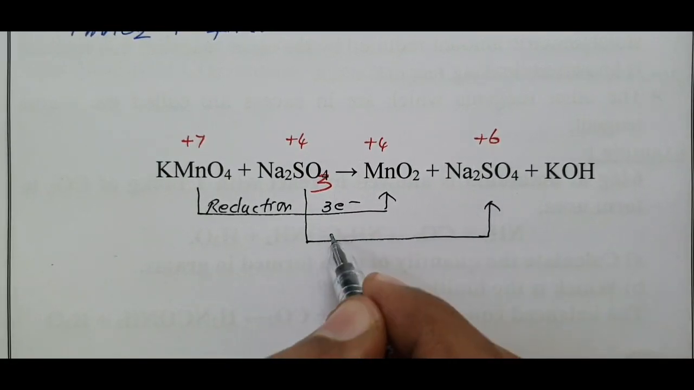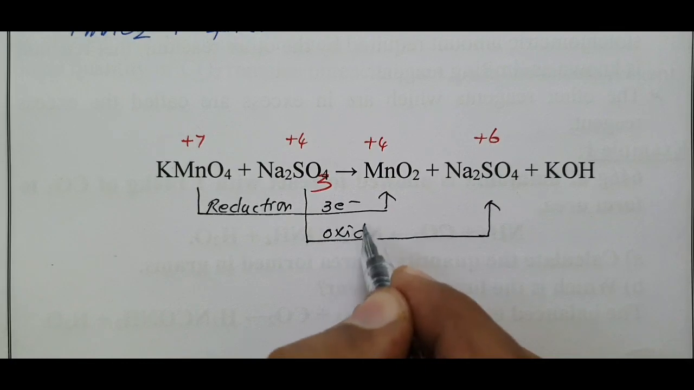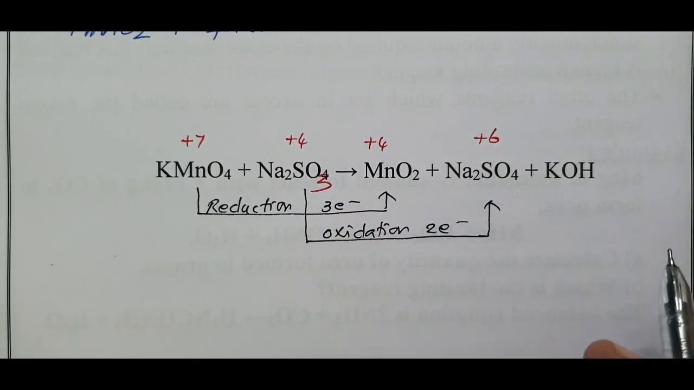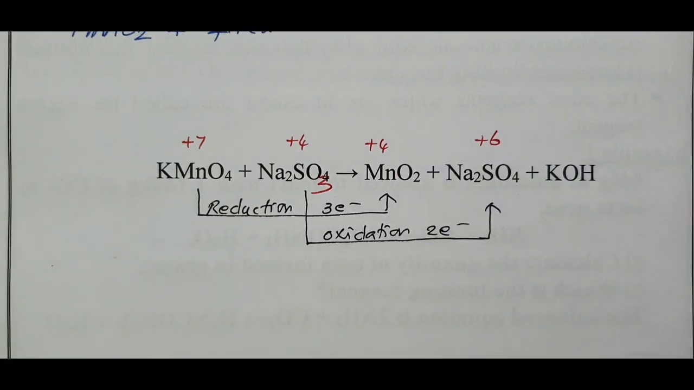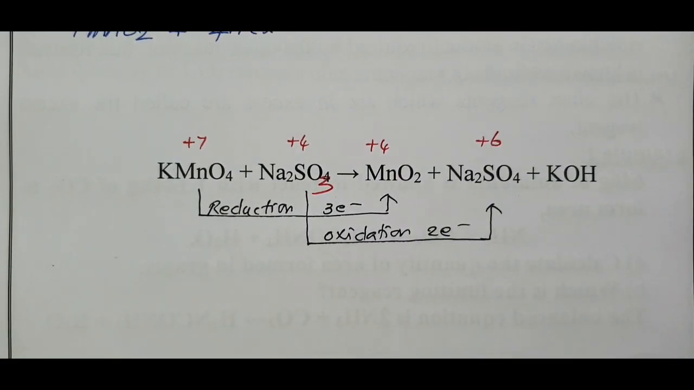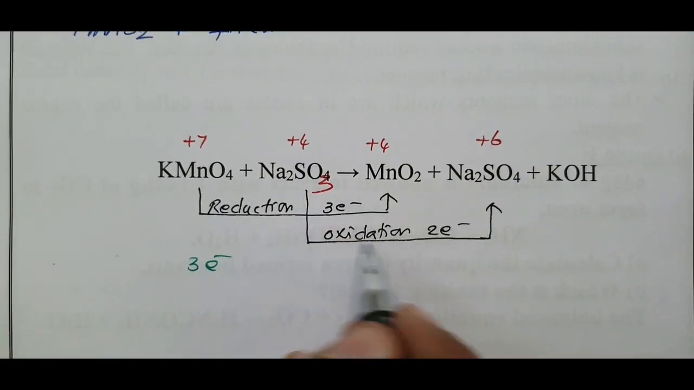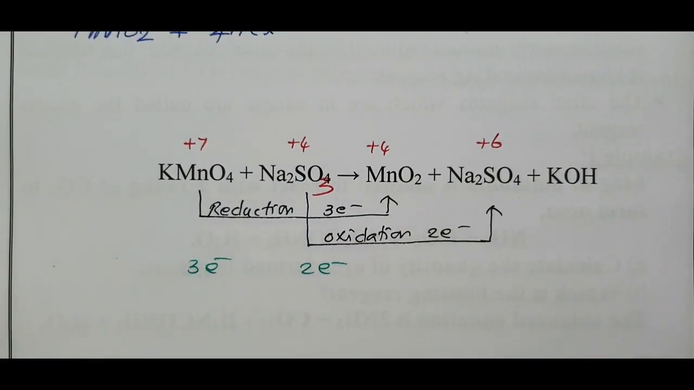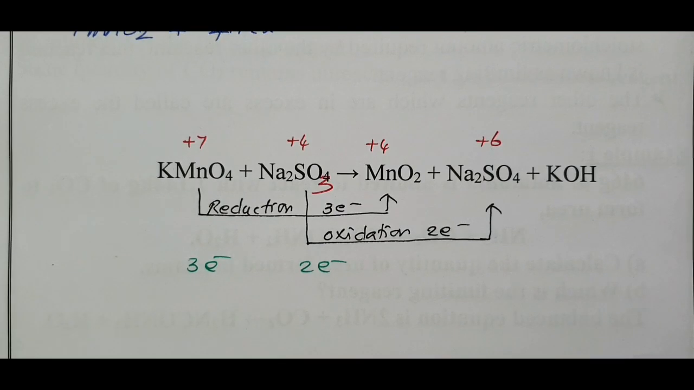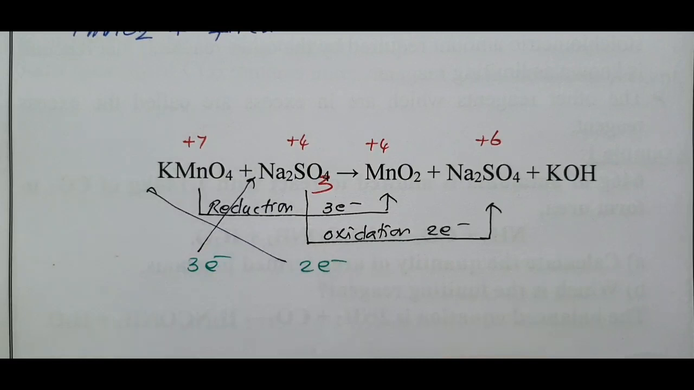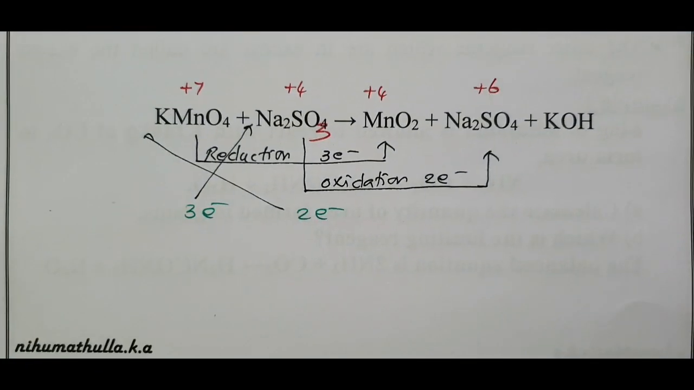Sulfur oxidation state increases from plus 4 to plus 6. The number increases, therefore it is called oxidation. How many electrons are involved? 2 electrons. We have excess 1 hydrogen here. So how many electrons are involved in the reduction? 3 electrons. How many electrons are involved in the oxidation? 2 electrons. First we have to multiply these two molecules by 2 and by 3. After multiplication, now I write the equation.